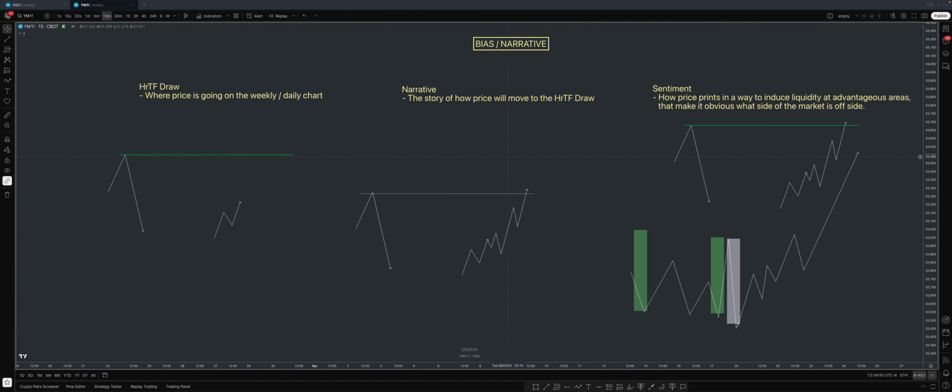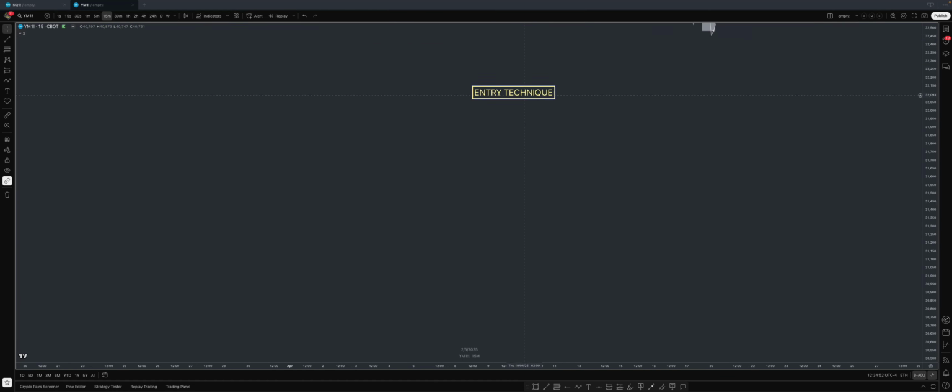So once I've got those two things dialed in, then we move to the third one, which is the entry technique. And this is really just any particular price model that allows you to clearly define risk. So I'll give a few examples of some that I like to use.